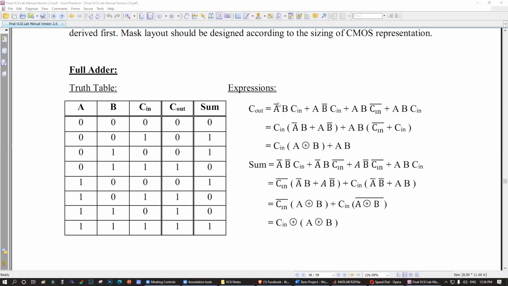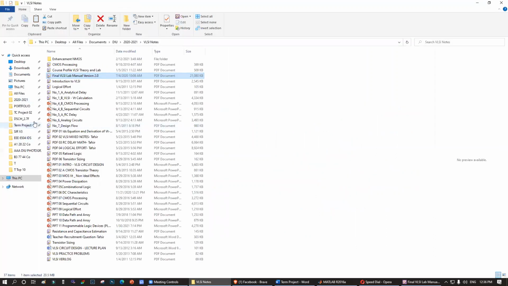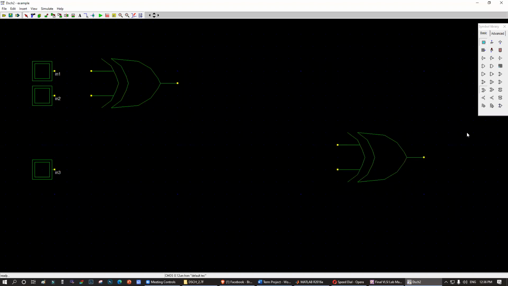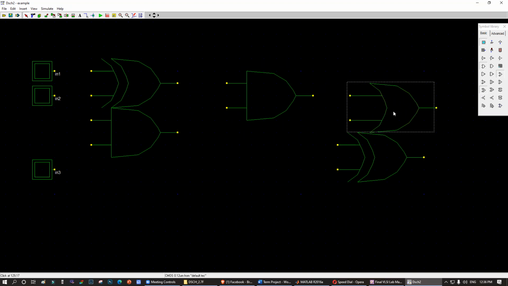So let's do this. Let's make the design. So we need 3 inputs: A, B, and let's say this is our C in. Now we need an XOR gate. This is our XOR gate. One XOR. We might need another XOR at some moment, so I took another XOR. We need one AND gate. I took another AND gate. We might need another AND gate here. I took another one. Then we need an OR gate.